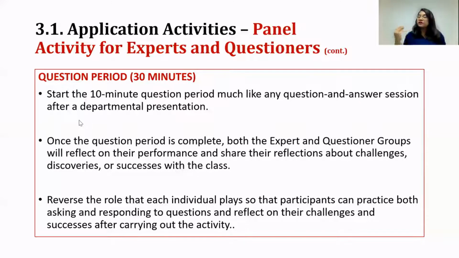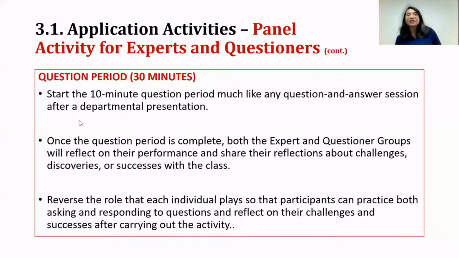So the expert group will reflect on how they performed as the expert group. The questioner group needs to reflect on how they performed as the questioner group. And after that, what we need to do is reverse the role that each individual plays so that every student can practice both asking and responding to questions and reflect on their challenges and successes after carrying out the activity. So after the reflection is done, reverse the role, do it again, right? Students who previously acted as the expert group now take the questioner group role, and then do the same thing. They need to experience both sides.